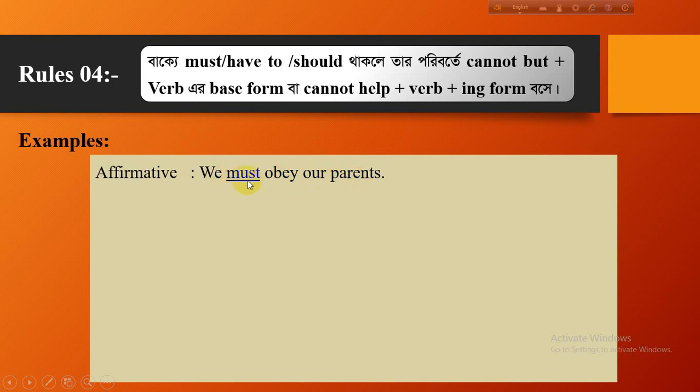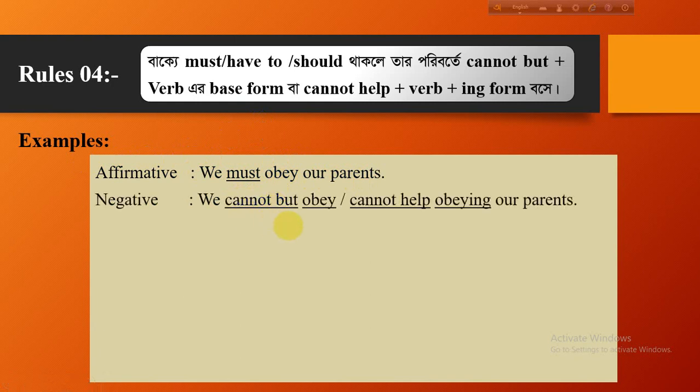If we use cannot help in the place of must, the obey should be changed into obeying. So let's check the answer. So the answer is there. We use here cannot but, so that's why the verb will be base form, and cannot help, so that's why the verb will be ing form. Simply we can get the answer.